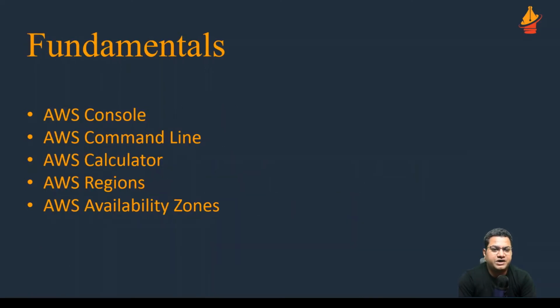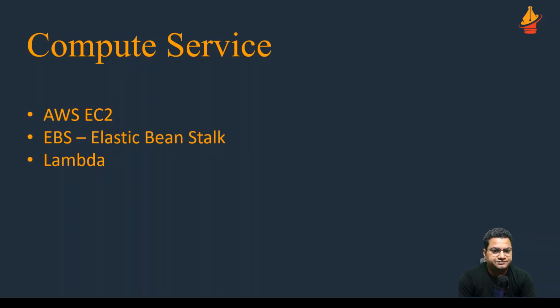In fundamentals, we are going to talk about the AWS Console, how to use this and navigate, the AWS Command Line for accessing your AWS services through the command prompt, and then the AWS Calculator for estimating the cost of any planned project or the infrastructure. We will talk about AWS Regions and AWS Availability Zones for you to understand what is high availability.